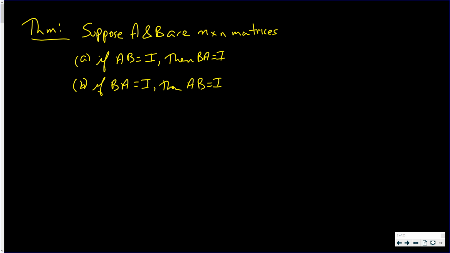This video is going to prove the following theorem. Suppose A and B are two square n by n matrices. It turns out that if AB happens to be the identity, then so will BA equal the identity. And of course, if you switch the matrices, it's still going to be true. Just let A become B and B become A. So the second theorem, or part B, will follow from part A.